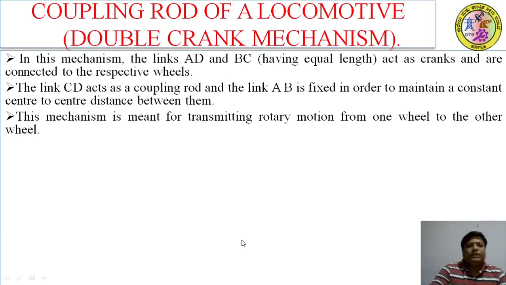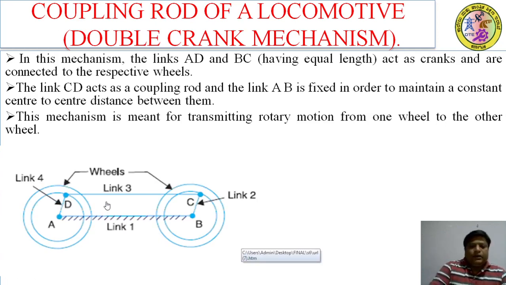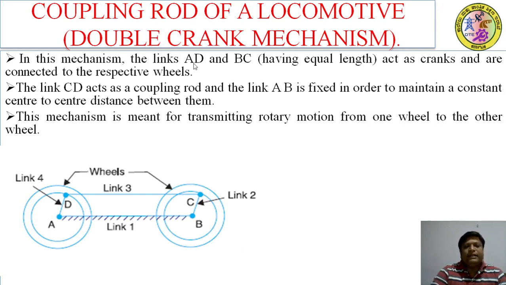Let us move to another one, coupling rod of locomotives. In this mechanism, the links AD and BC have equal length. It consists of two wheels, and the two wheels will be connected by link BC and link AD, which have the same length.